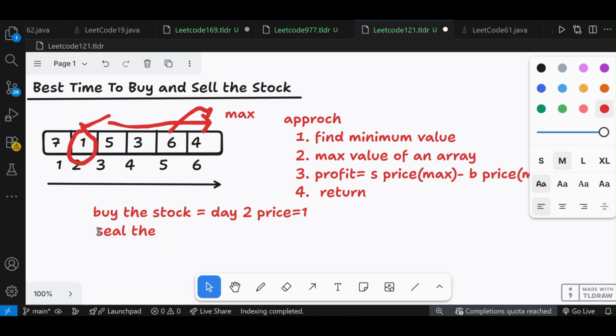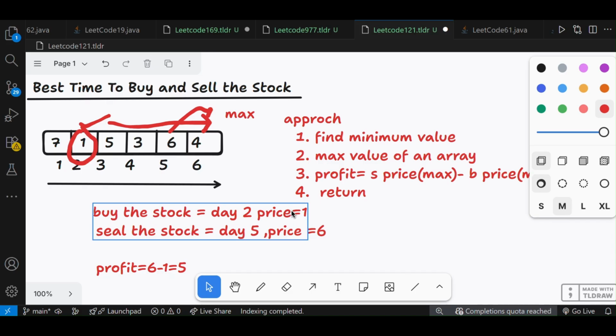Sell the stock on day 5. Okay, on day 5, the price is what? 6. So what is my profit? Profit will be the sale price. So the sale price is 6, minus, what is your buying price? The buying price is 1. So our profit will be 5. So across this entire period, I found that my maximum profit is 5.